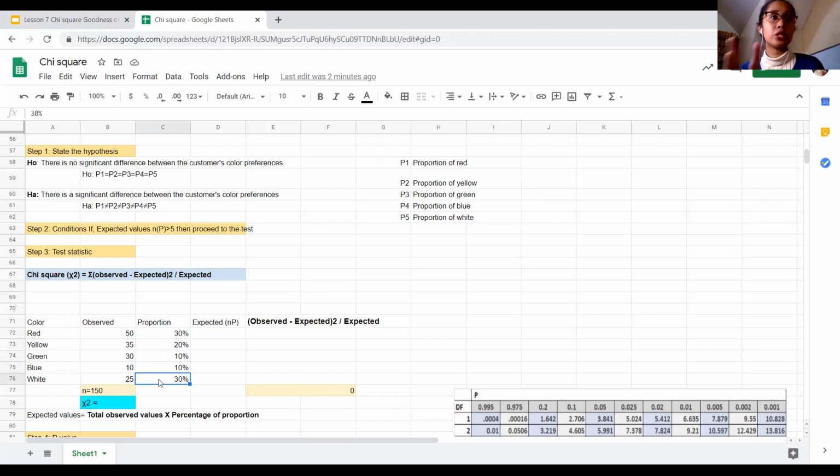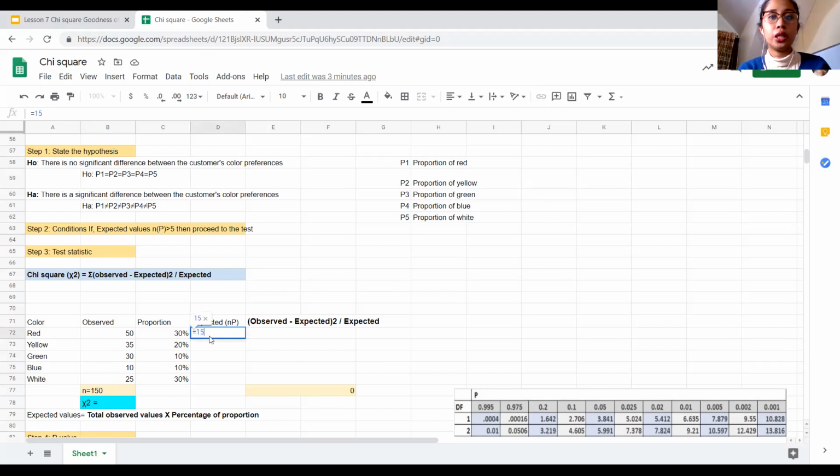Okay? So class, here, we need to convert it first to expected value. So pag percentage siya or proportion pa lang siya, kailangan natin gawing expected value. Ma'am, paano natin gagawin? So class, kailangan i-multiply natin yung small n times the proportion. So class, ano yung small n natin? So small n is the total number, the total samples. So pag in-add mo yung 50, 35, 30, 10, and 25, ang result dapat is 150. So simply multiply it. So 150 times 30%.